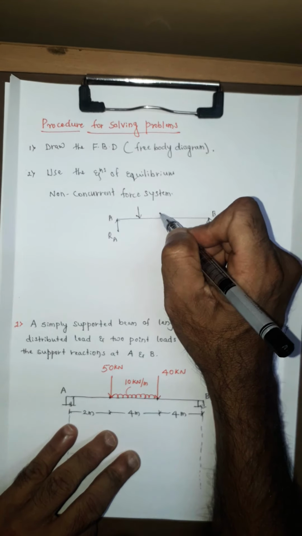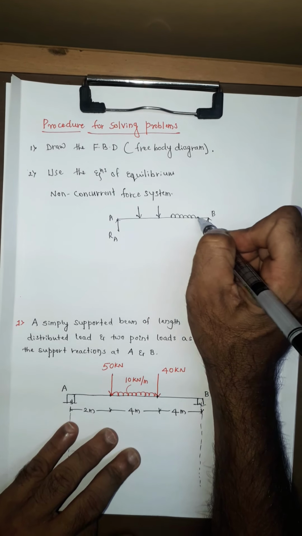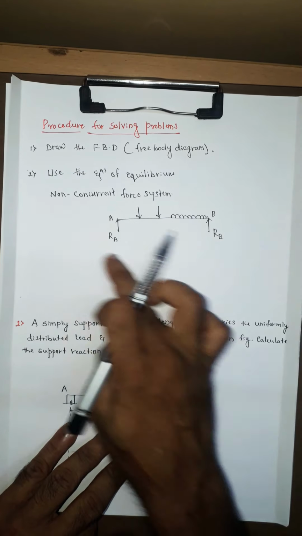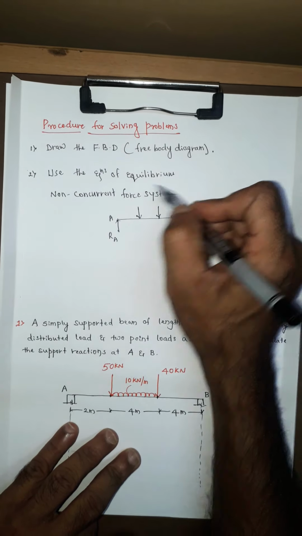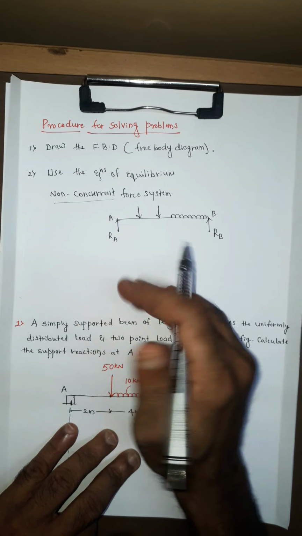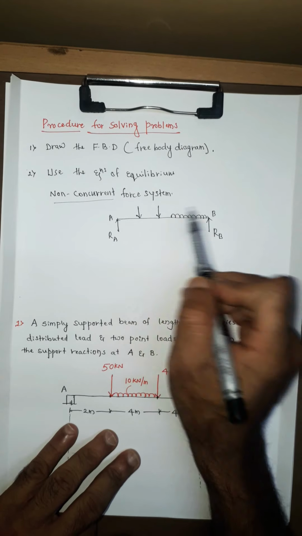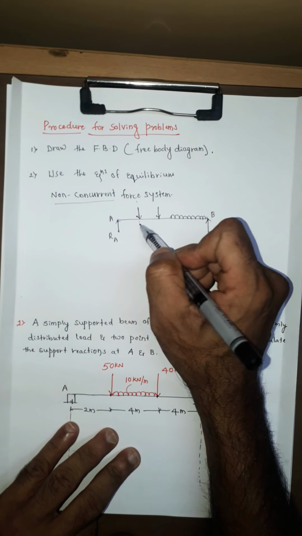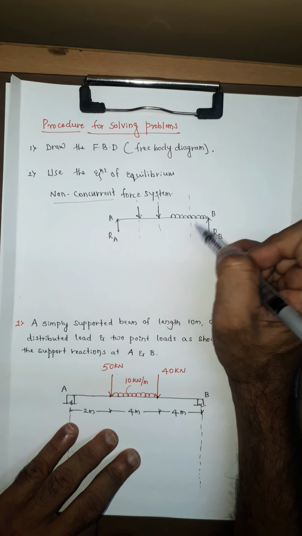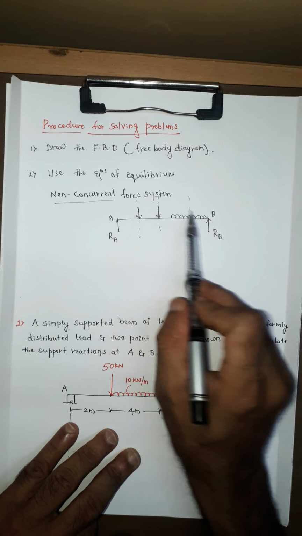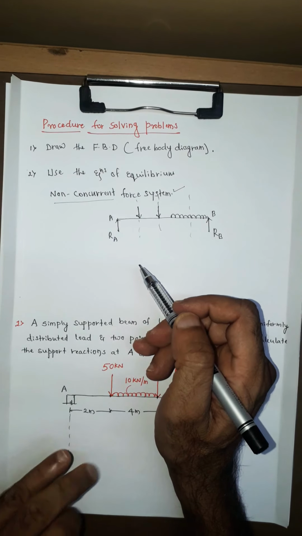So what are the different loads if you consider? If you totally consider this beam, the force system whatever you are seeing is a non-concurrent force system. So what is a non-concurrent force system? The system in which the lines of action of all the forces are different. See, this is the line of action of this force, this is the line of action of this force, and this is the line of action of this force. The lines of action of all the forces are different. Then this force system is called a non-concurrent force system.